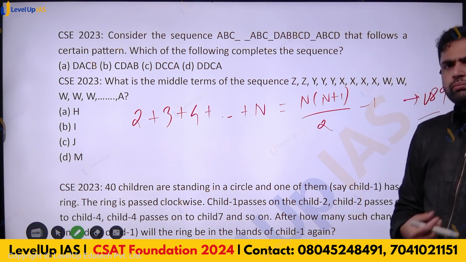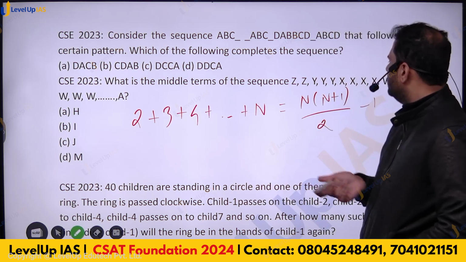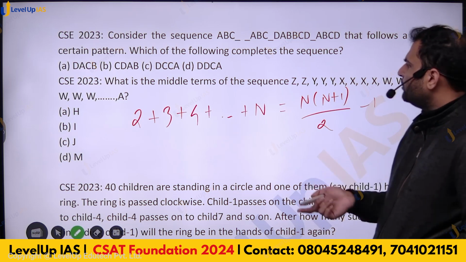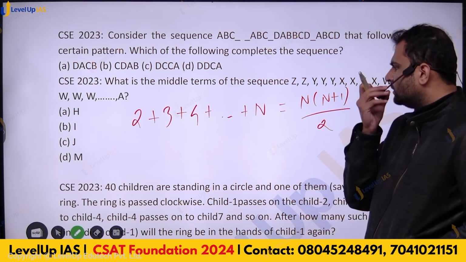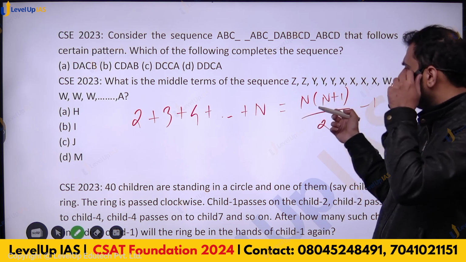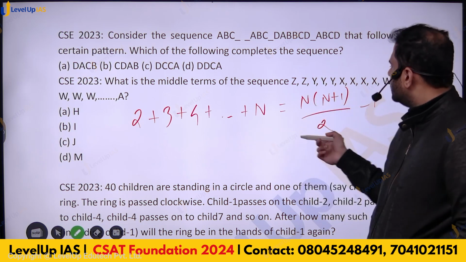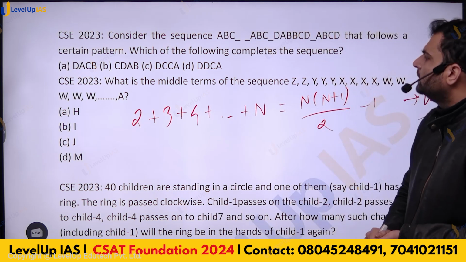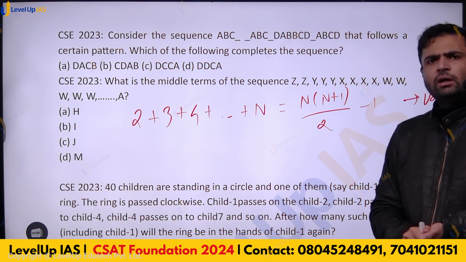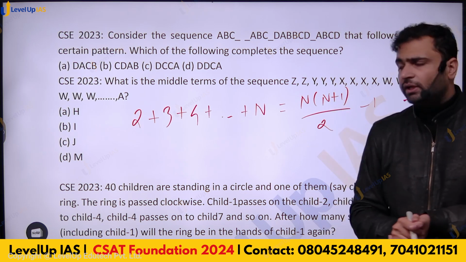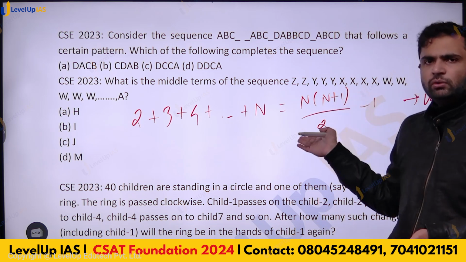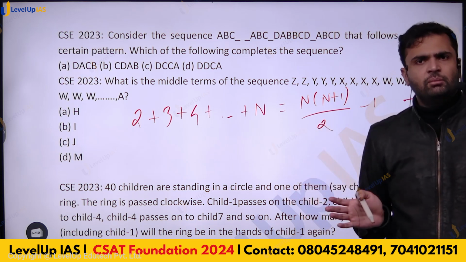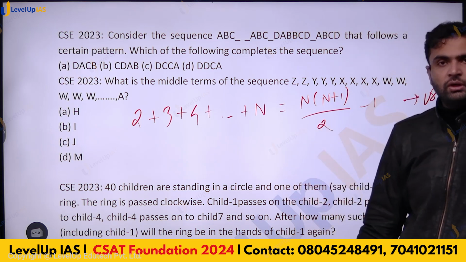Now let us do some trial and error. If I put n equal to 8, how much will I get? 8 into 9 is 72, by 2 is 36, very small, so we have to go much higher. Let us try 15. We have 15 into 16 by 2, so 15 into 8 is 120, minus 1, 119, again a small number. We have to go to 189, so 15 is also small.